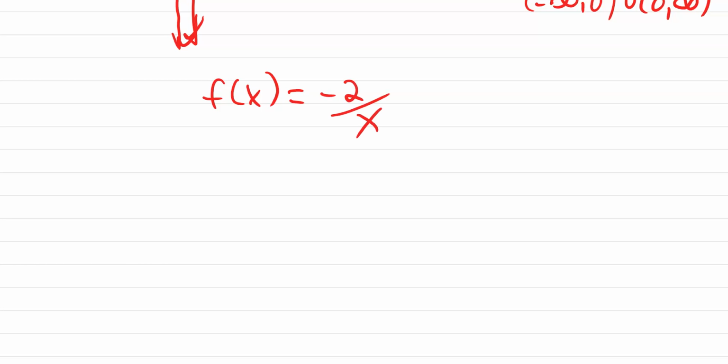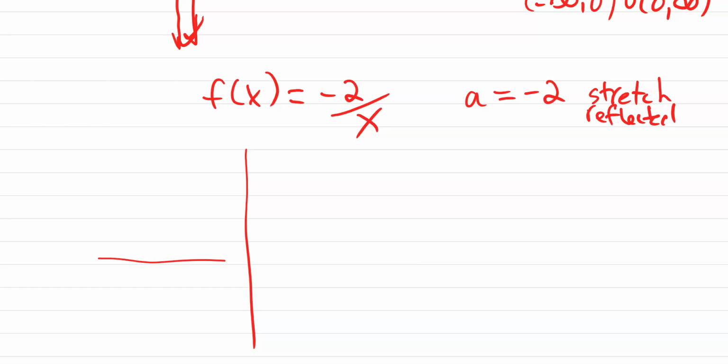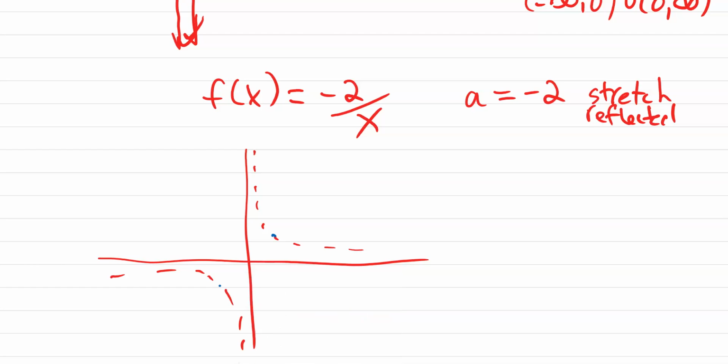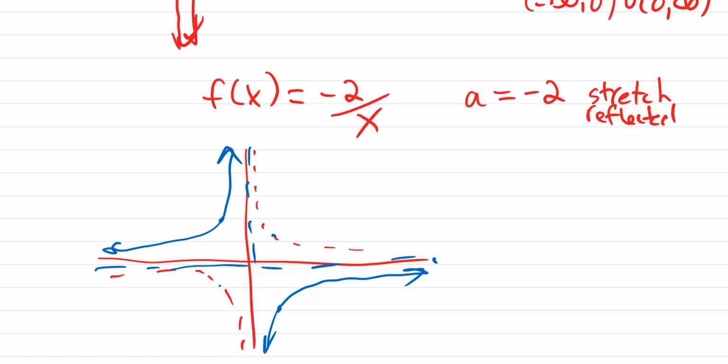Well, there's a couple things we could do right off the bat, right? This has now an a of negative 2. That will stretch the graph, so it'll make it twice as tall, and the negative means that it will be reflected. So if I know what the parent graph looks like, all this one is going to do is basically flip it, twice as tall, and reflected. But beyond that, it's the same graph and has the same asymptotes as its parent graph.